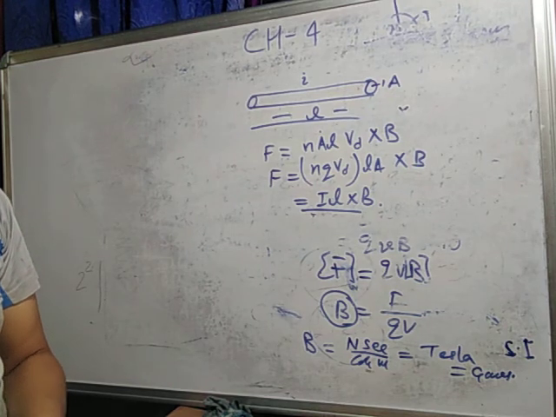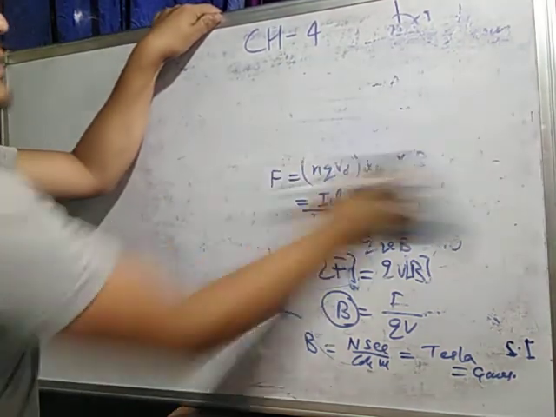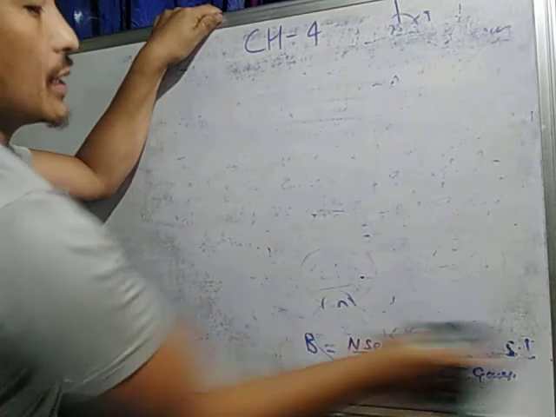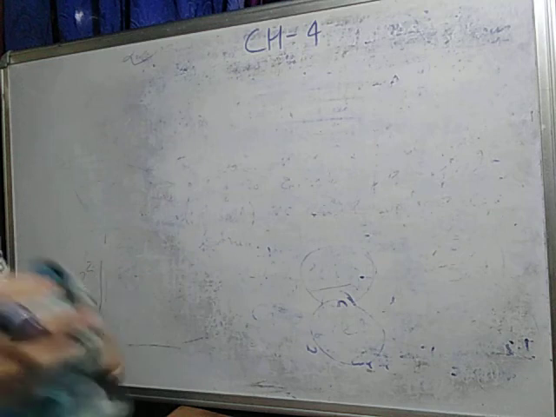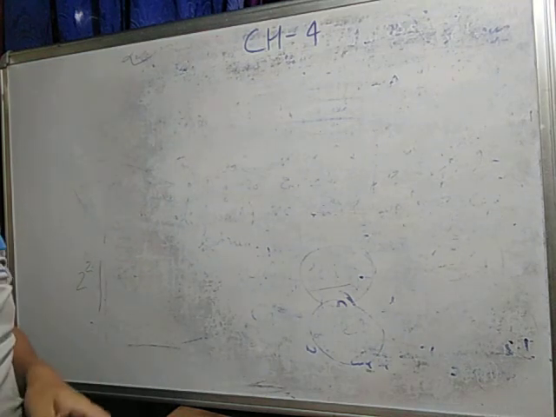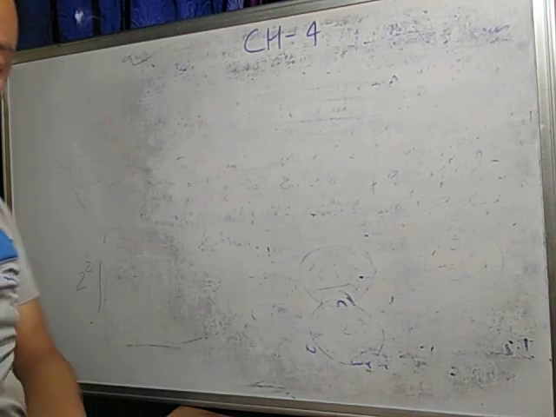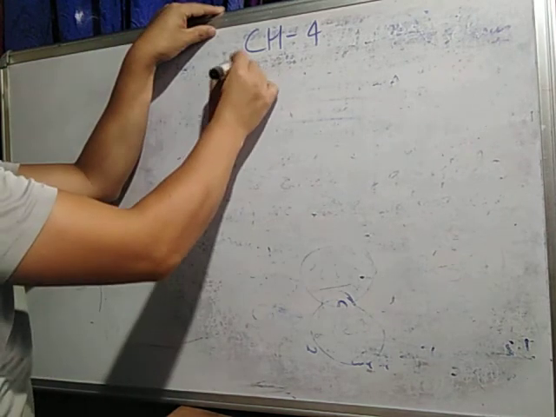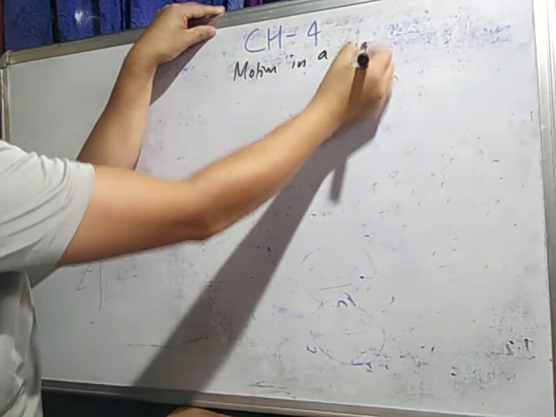Very important: motion in a magnetic field. It's easy. Next topic is motion in a magnetic field. It's not too long; it starts from the law, that is your Biot-Savart law, okay, or Biot-Savart property. So write down: motion in a magnetic field.